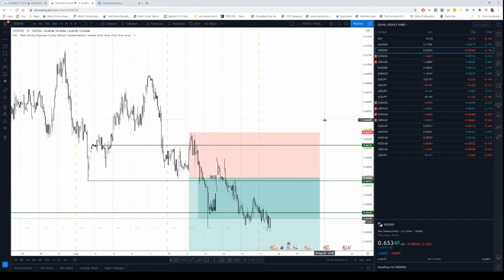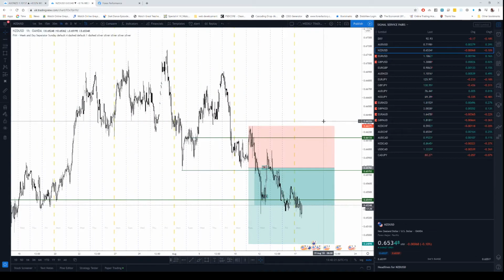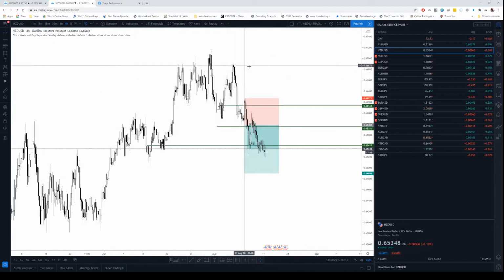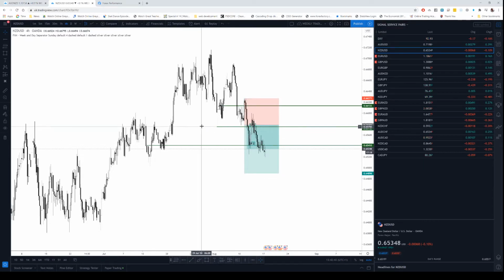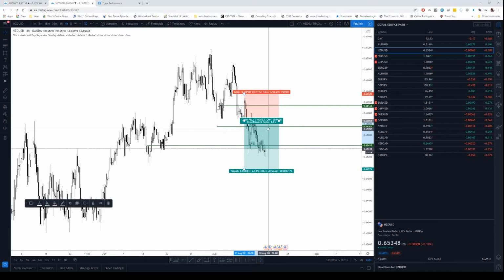New Zealand, this one has proved itself to be very weak. Obviously we know why, because Aussie New Zealand is running up, and if we do have Aussie New Zealand running up, that means we will get New Zealand to be weak. That's why this pair is relatively weak compared to the other pairs. Okay, so on this one we did have this trade on.